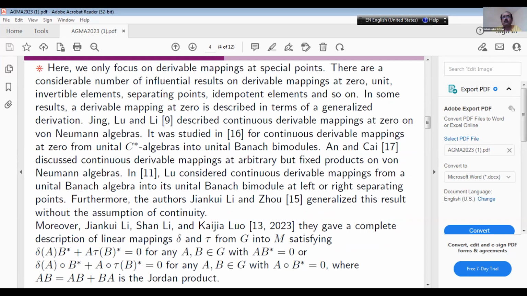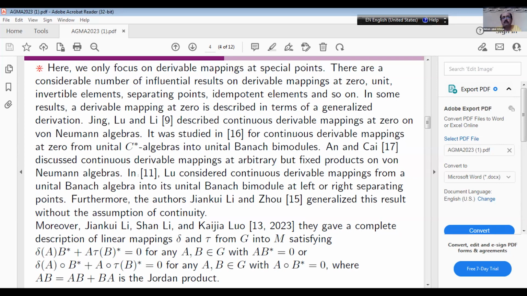There are a considerable number of influential results on derivable mappings at zero, unit, invertible elements, idempotent elements, and so on. In some results, derivable mappings at zero are described in terms of generalized derivations. In reference 9, the authors described continuous derivable maps at zero on von Neumann algebras. It was studied too in reference 16 for continuous derivable mappings at zero from unital C-star algebras into unital Banach bimodules. Again, reference 17 discussed continuous derivable mappings at an arbitrary but fixed product on von Neumann algebras.